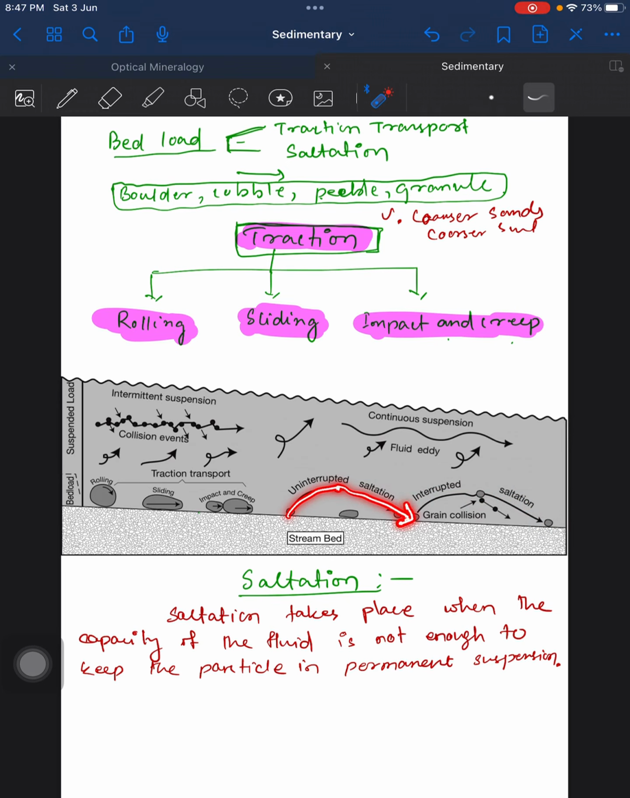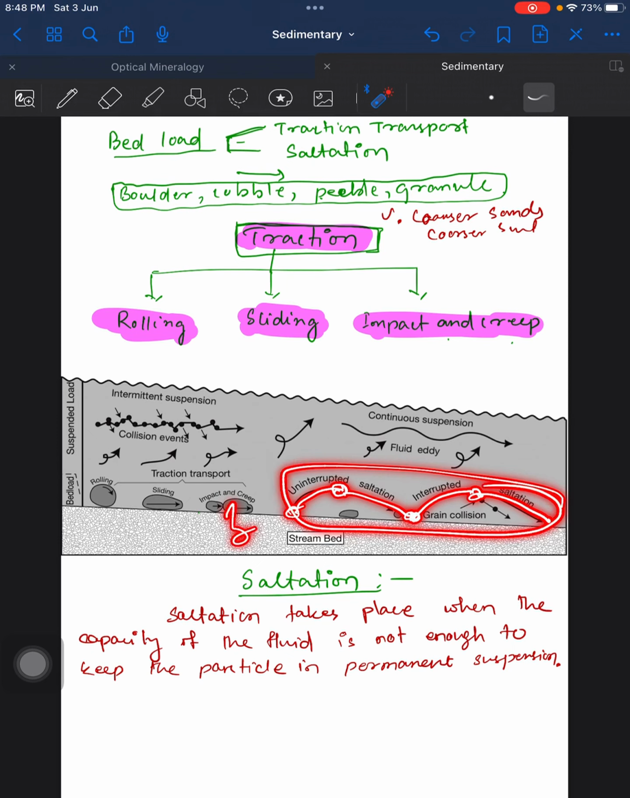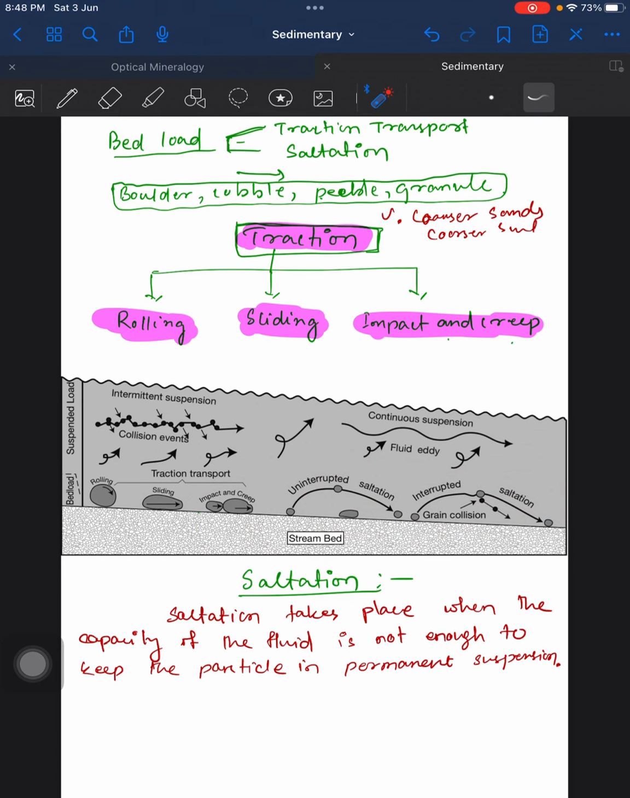Suspension mode, then traction mode, saltation mode, then traction mode. This process is known as saltation. It goes a little up, suspended for some distance, then falls onto the river bed, then again it is lifted, then again it falls down.